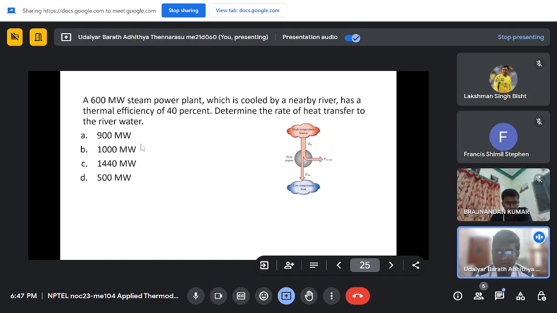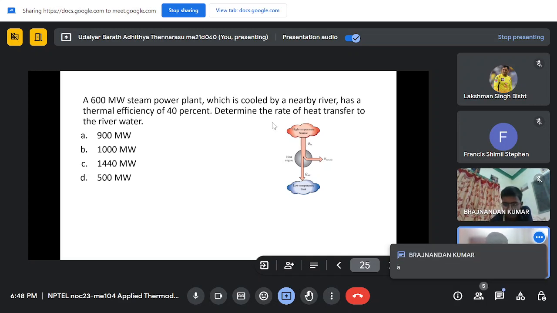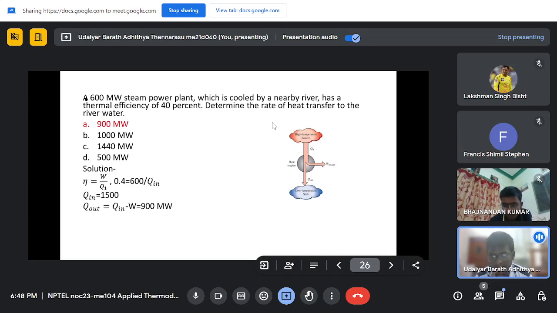You can work it out. The difference in the heat will be equal to W. That is one equation, and you have one efficiency equation which is given. The efficiency of the system is 40%, so 40% of the energy supplied is getting converted to work. Yes, the answer is option A, 900 megawatts.